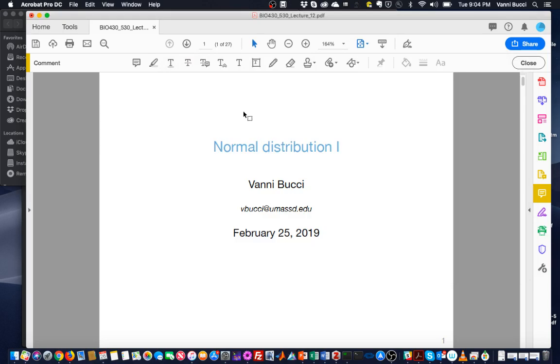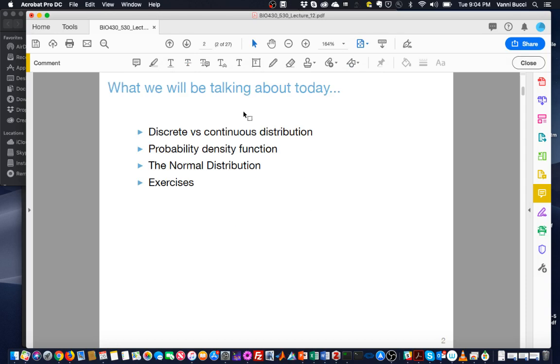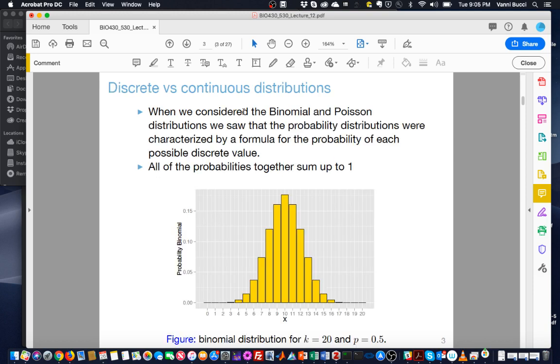So today's class is about the normal distribution, and to do so, we first are going to talk about the difference between discrete and continuous distributions, introduce the concept of probability density function, write the probability density function for the normal distribution, and use that to solve some very simple introductory exercises.